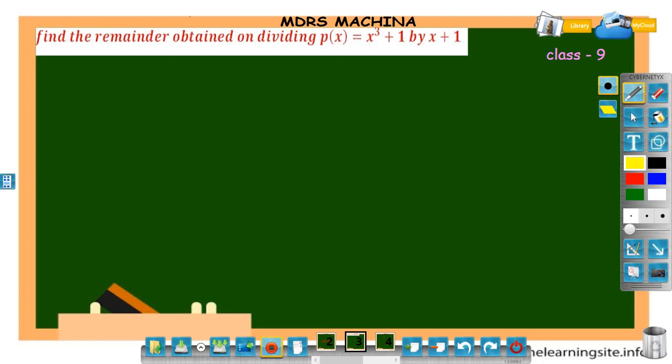Now, which is the dividend here? p of x is equal to x cube plus 1 is the dividend. What is the divisor? Divisor, let it denote by g of x. Divisor is x plus 1.